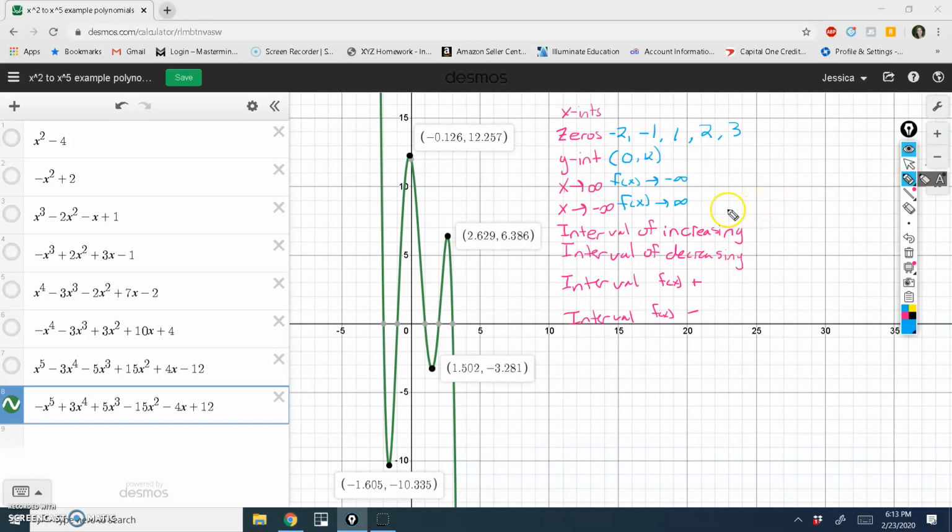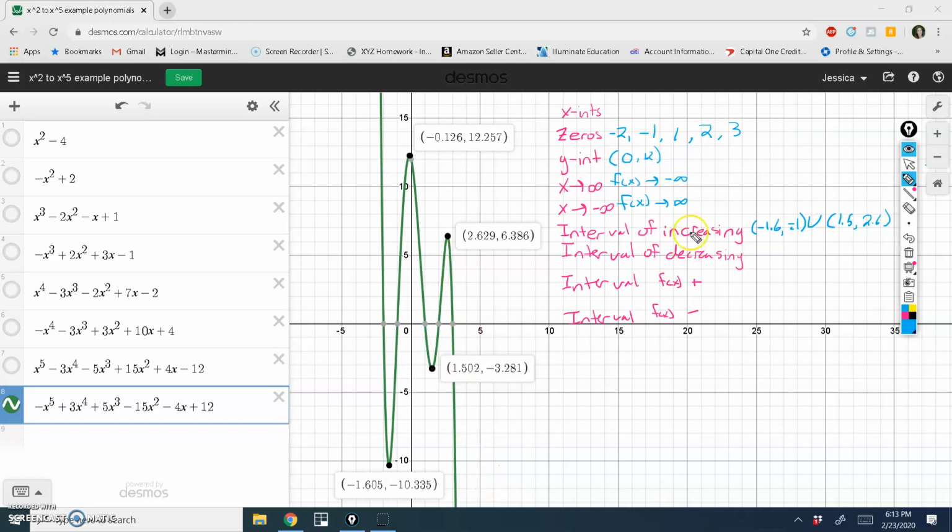So our interval of increasing. Okay, so we go down until we hit this point. So this will start our increasing. Again, it's the x coordinate. So we're going to increase from negative 1.6, increasing up until here. That's negative 0.1. Union. We go down, we go down, oh, we increase from here, 1.5. And then we increase up until 2.6. And then we go down forever, never to be seen again.